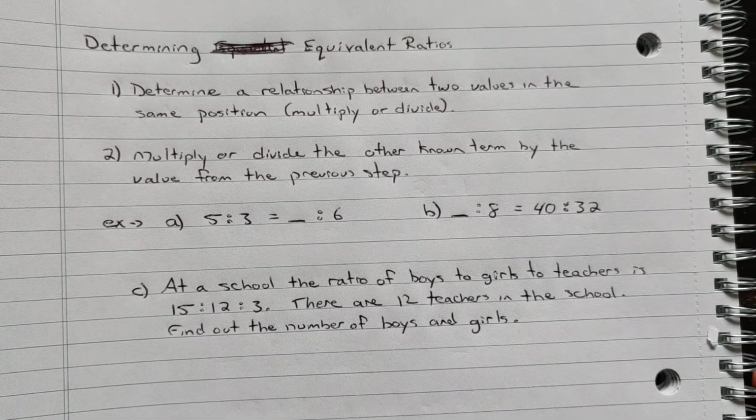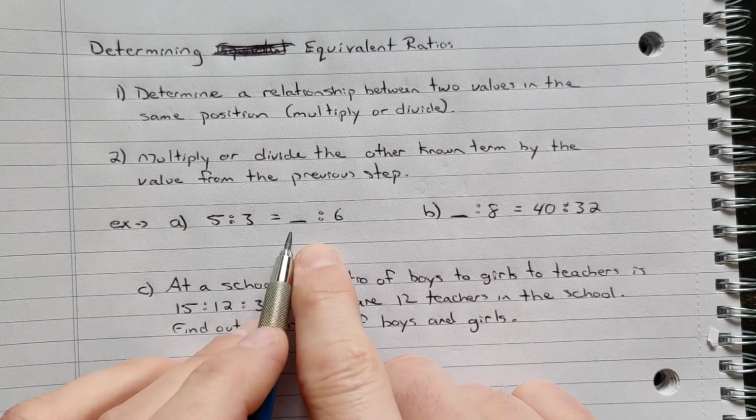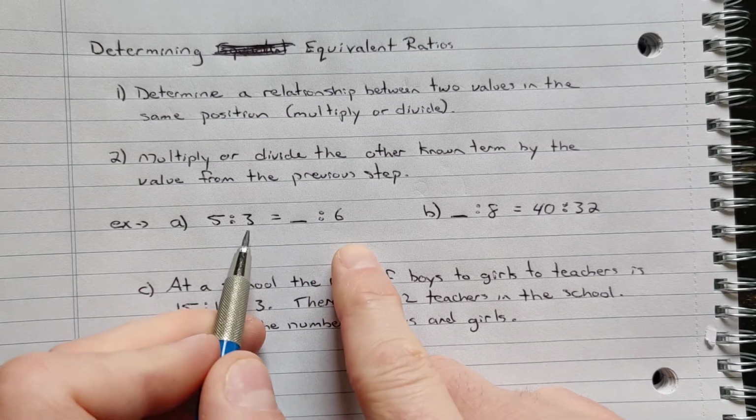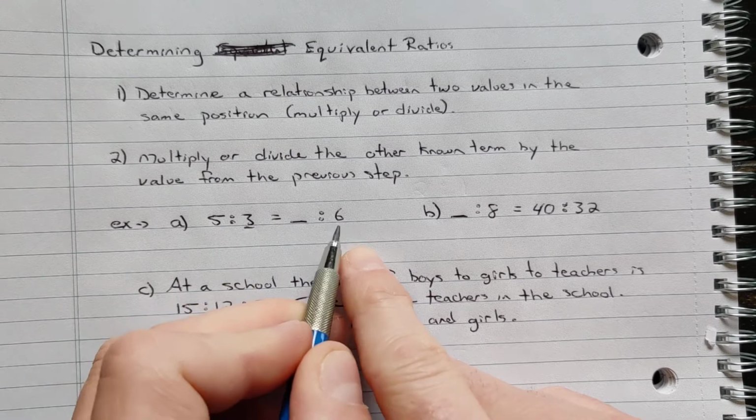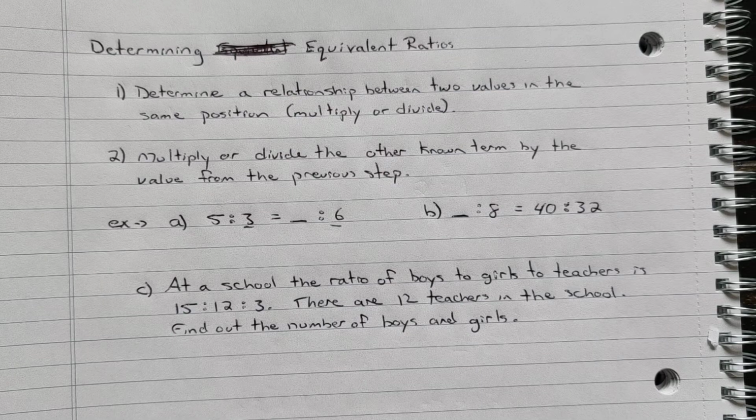When we're making an equivalent ratio, you want to determine a relationship between two values in the same position by multiplication or division, and then multiply or divide the other known term by the value from the previous step. So what that means is we look at two terms in the same position. In this case, I've got 5 to 3, and we want to see what ratio it equals.